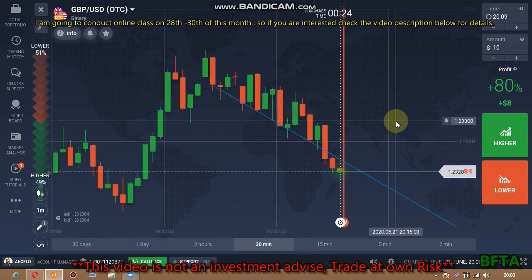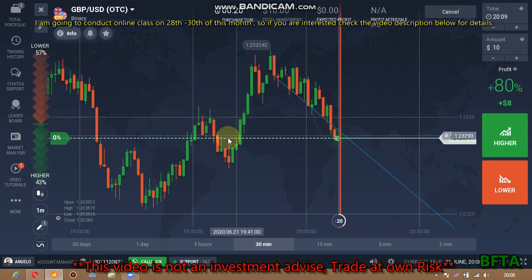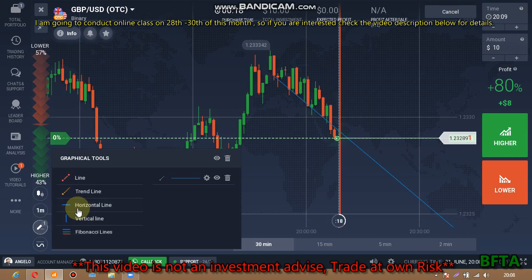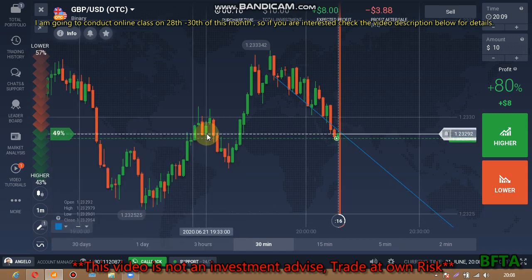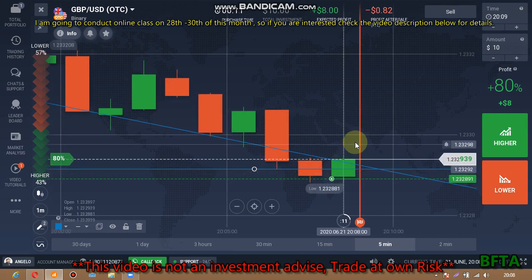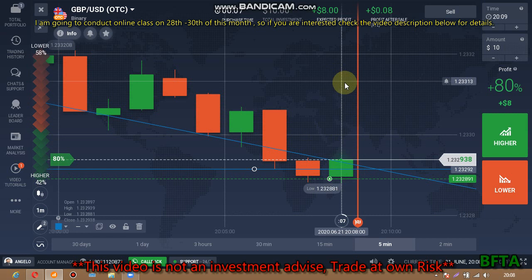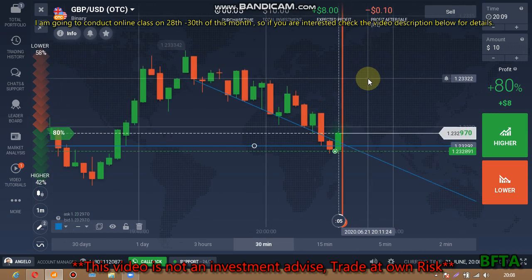Okay, so I'm going to place a call option. I place a call option because of this level, and the sellers are weak at this time. After the breakout, the sellers are weak, so buyers will enter again on the next candle.